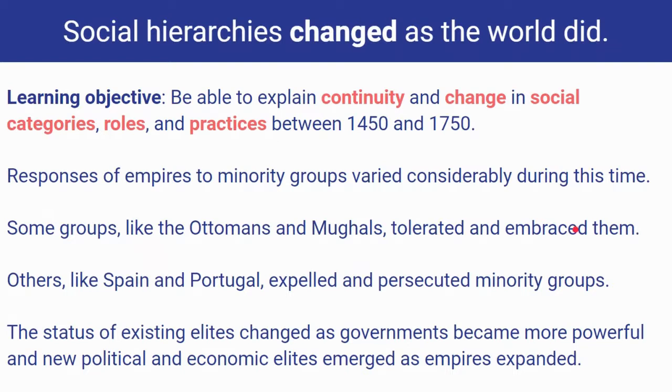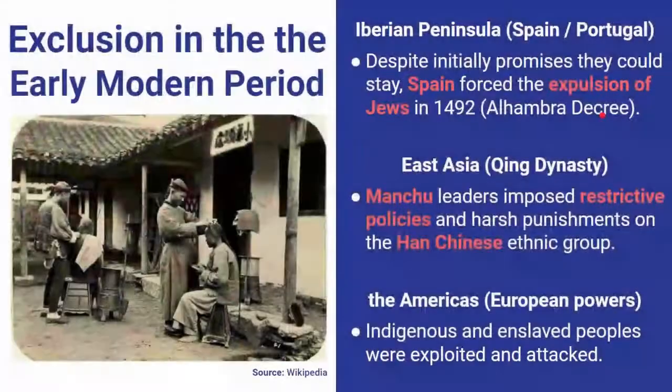And then beyond that, the elites that existed in each area found themselves in different positions, or it's more fair to say new elites came into existence while old elites found their influence waning. So some examples of exclusion that you need to know. 1492, again, an important year to stick in your head.